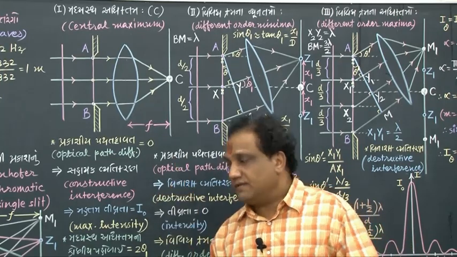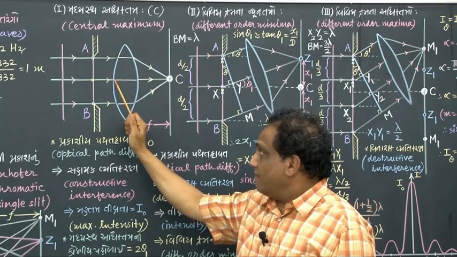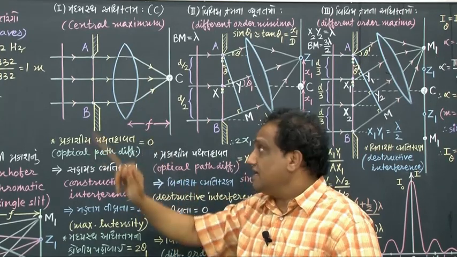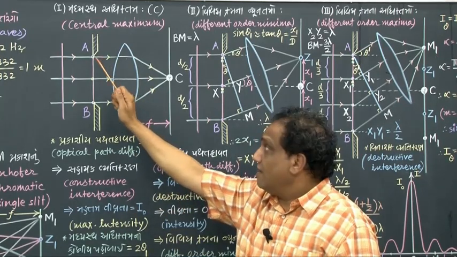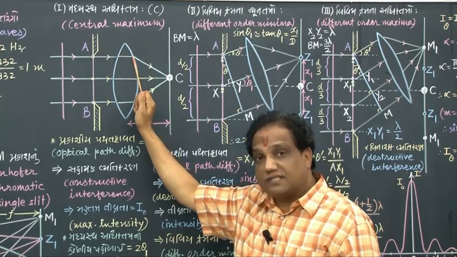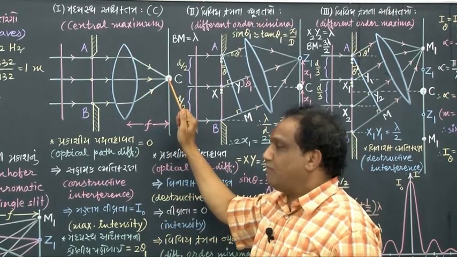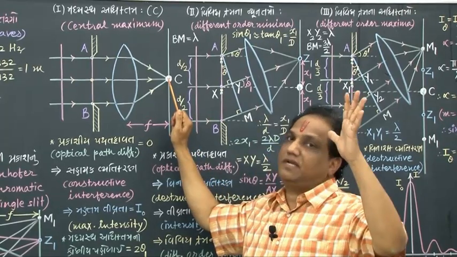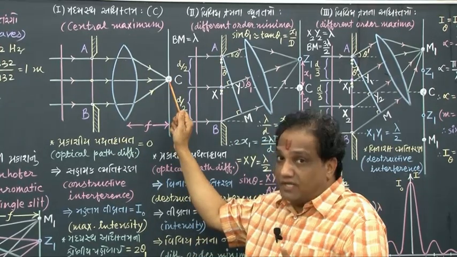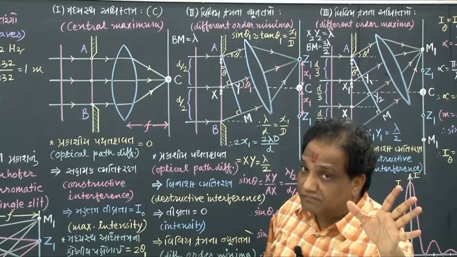Just notice carefully, this light ray has to travel minimum distance in air, but maximum distance in glass, correct? And conversely, this light ray has to travel maximum distance in air, but minimum distance in glass. Ultimately, it so happens that all the light waves superpose at point C simultaneously, correct? Now tell me, all the light waves are coming here at the same moment, as if they have traveled equal distances in the same medium.